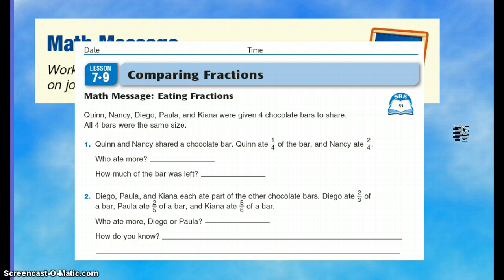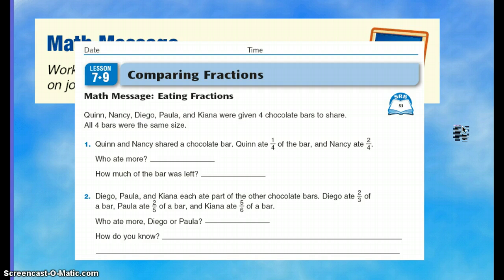Well, if Quinn ate 1/4 and Nancy ate 2/4, that's a total of 3/4. So 1/4 of the bar was left to be eaten yet by someone else. Problem 2. Diego, Paula, and Kiana each ate part of the other chocolate bars. Diego ate 2/3 of a bar, Paula ate 2/5 of a bar, and Kiana ate 5/6 of a bar. So who ate more?